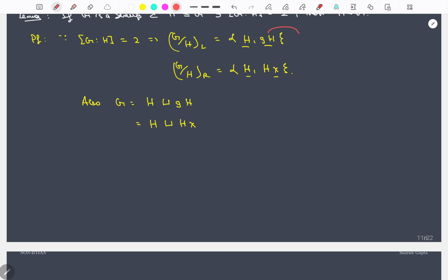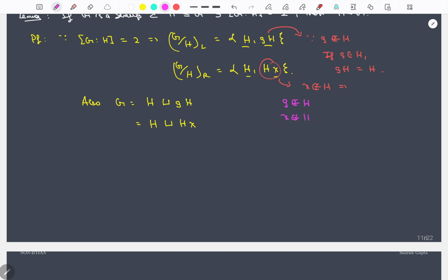Observe that we are explicitly writing this out since g is not in H, because if g was in H, then gH would necessarily be H, right? By the closure property of H. So g is not in H, and this also is possible because x is not in H. So what does that mean? So there are only two possible equivalence classes. g is not in this equivalence class.